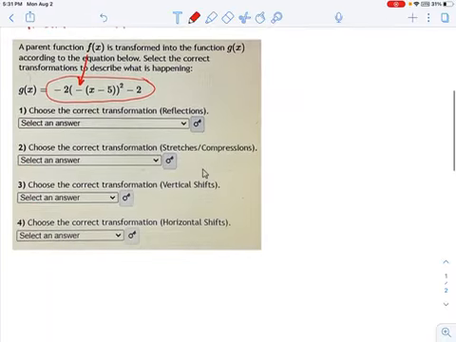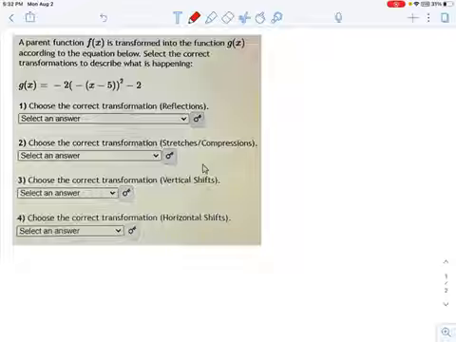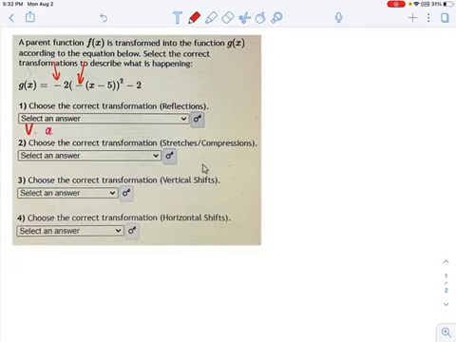In an equation form, it's really not that much more difficult. We just don't have the f of the function sitting there. So we're going to say, what kind of reflections do we have? Well, I see 2 negative signs. So that means vertical and horizontal reflections. There's 2 of them.